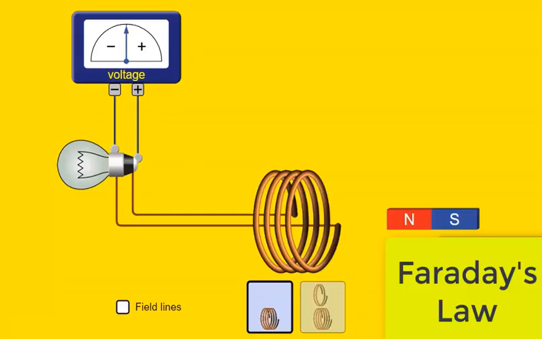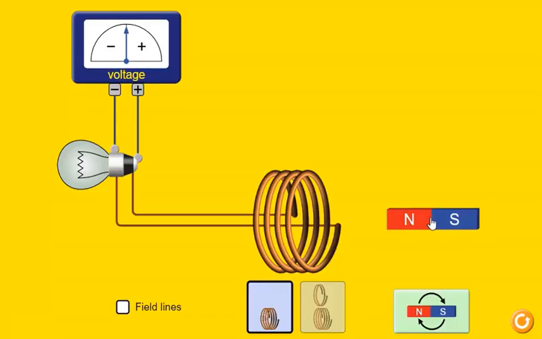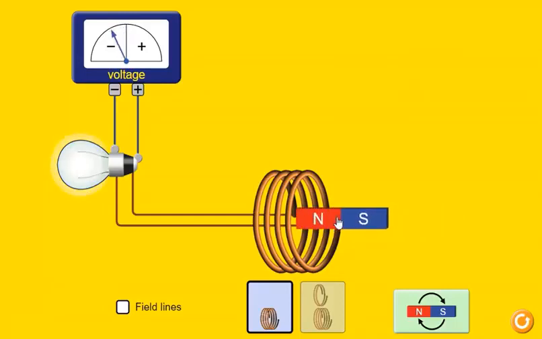Faraday's first law states that any change in the magnetic field of a coil of wire will cause an EMF to be induced in the coil. This EMF induced is called induced EMF, and if the conductor circuit is closed, the current will also circulate through the circuit, and this current is called induced current.